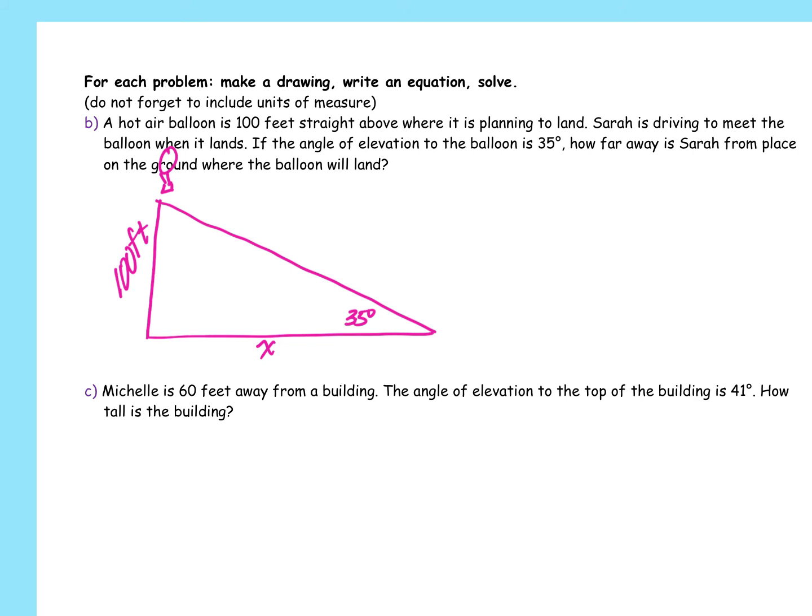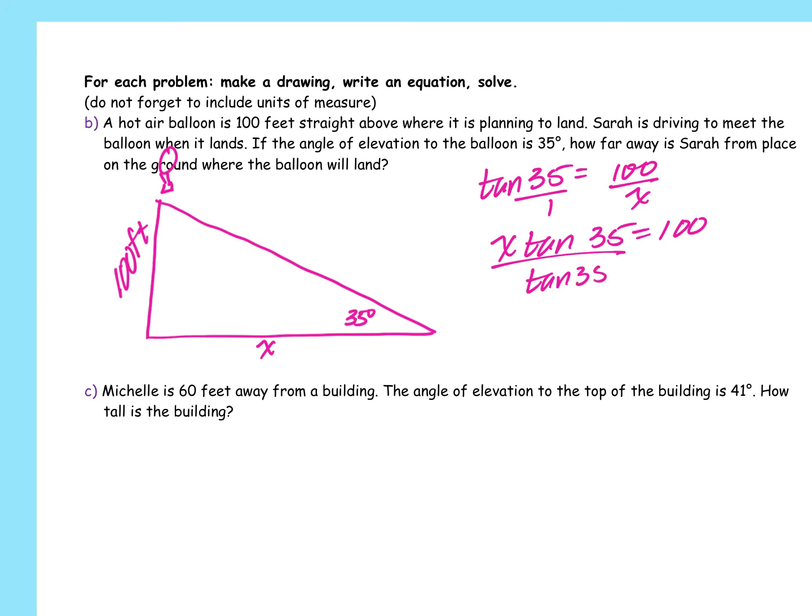So that looks like tangent. Tangent of 35 equals 100 over x. Cross multiply. x times tangent of 35 equals 100. Divide by tangent of 35.